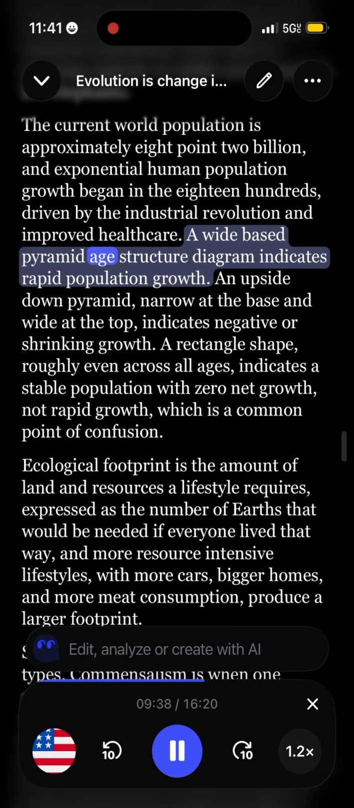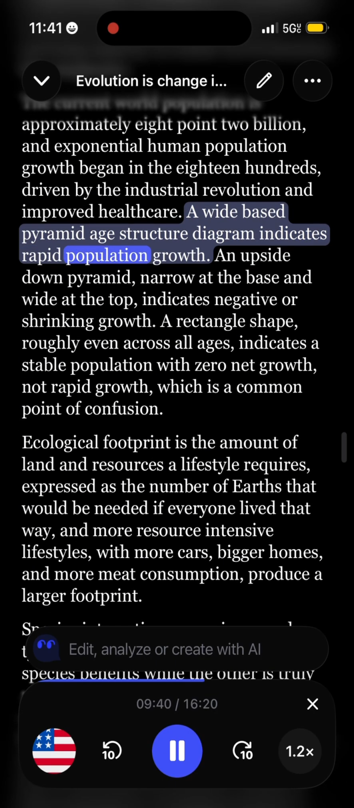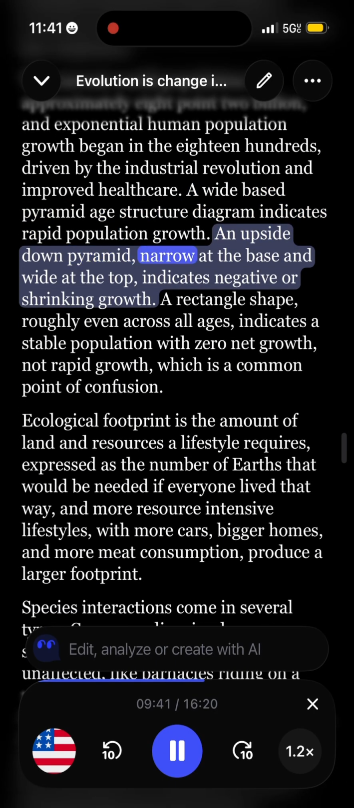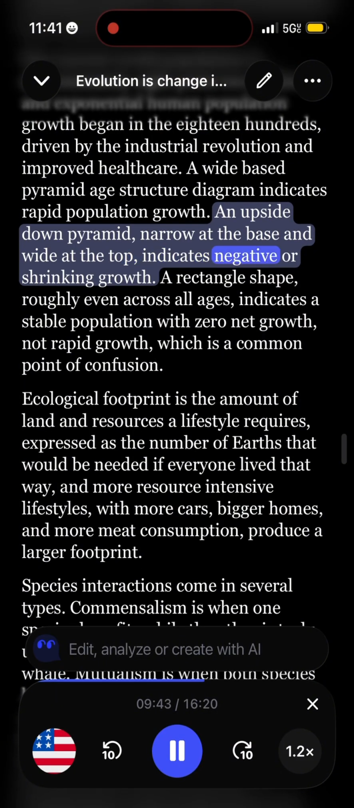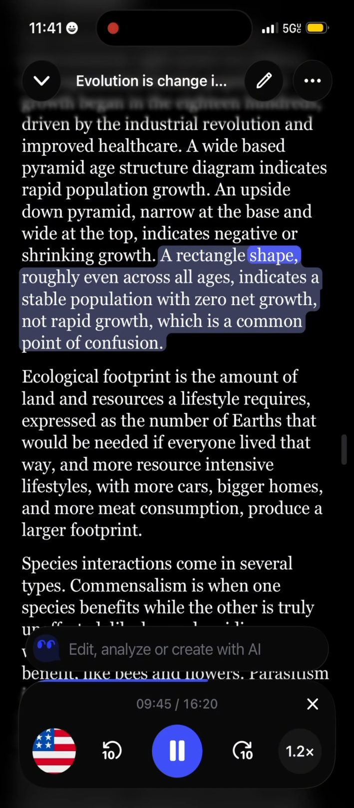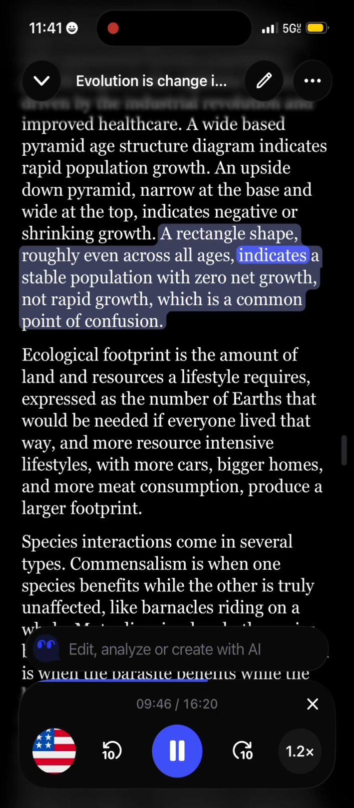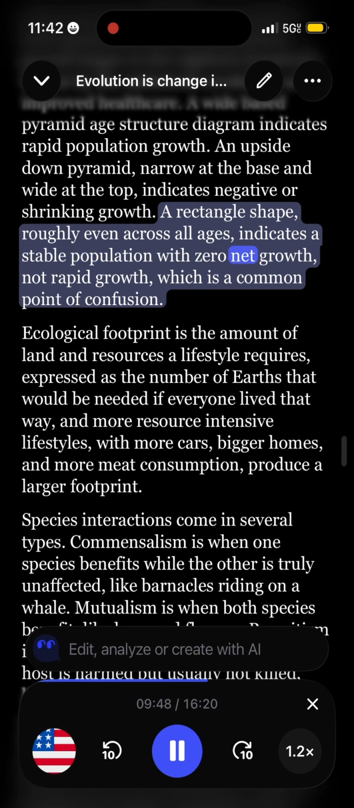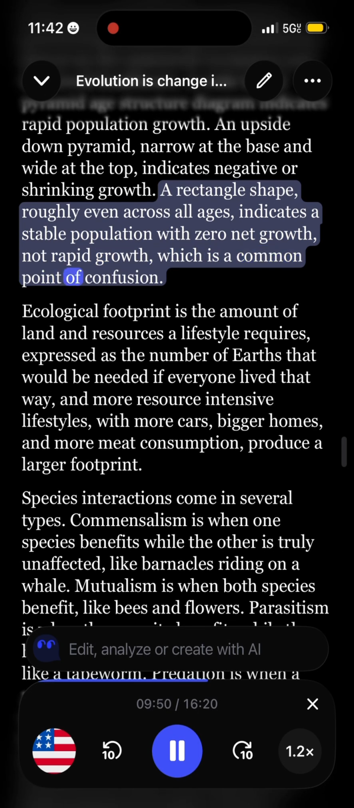A wide-based pyramid age structure diagram indicates rapid population growth. An upside-down pyramid, narrow at the base and wide at the top, indicates negative or shrinking growth. A rectangle shape, roughly even across all ages, indicates a stable population with zero net growth, not rapid growth, which is a common point of confusion.